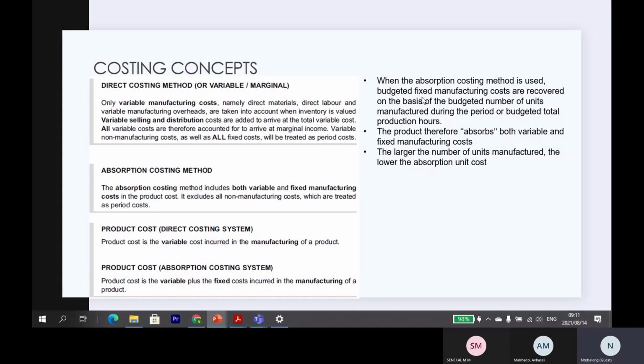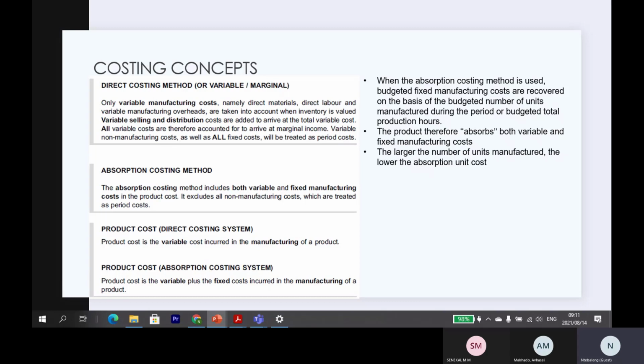This is because of that whole situation. Remember in the previous unit where you say that actual fixed costs normally come late. They come at a later stage. So even accounting has proposed that we use an estimated cost per unit for fixed cost, by taking your budgeted fixed cost over your budgeted number of units to get that cost. The product therefore absorbs both your variable and your fixed.